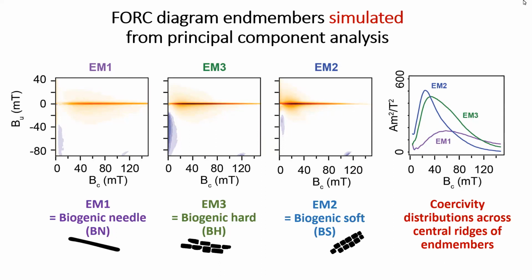On the far left of the plot here, we have end member 2 again in blue, with a peak in the distribution at lowest coercivity. So those are our equant magnetofossils, biogenic soft. Next, over to the right in green are those mid-range coercivities from our biogenic hard component, or end member 3 in this case. And then finally, with the highest coercivity and largest distribution across the central ridge is end member 1, which is our biogenic needles.